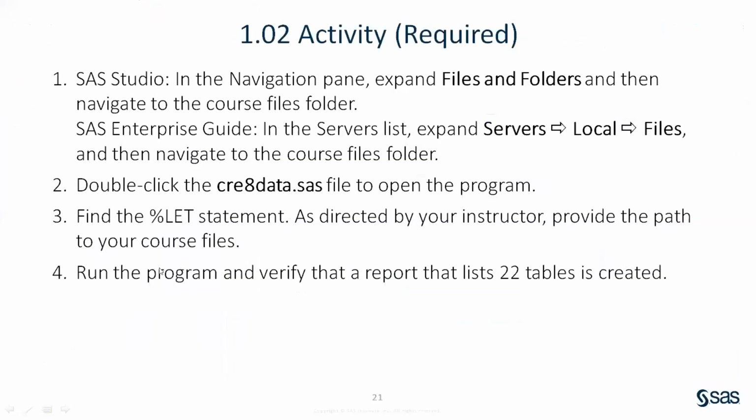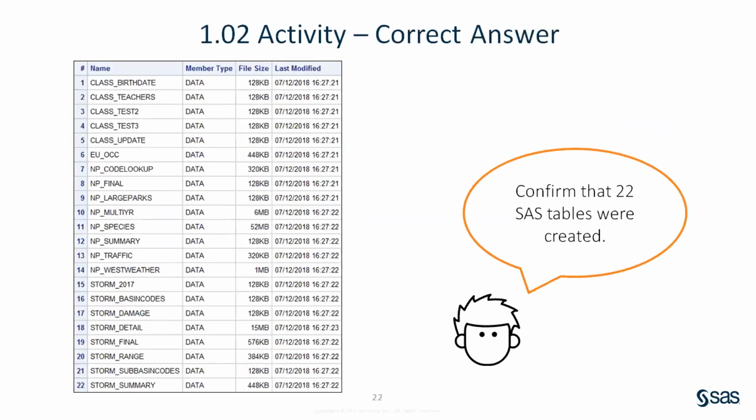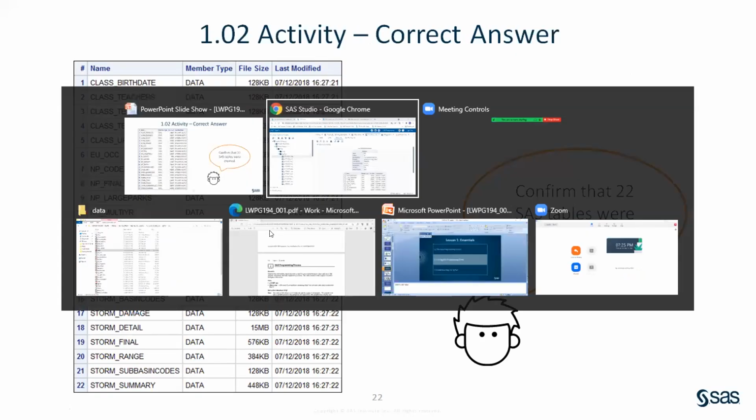So this is what it's telling: run the program and verify that a report lists 22 tables. And it's telling to find the %let statement as directed by your instructor and provide the path for your code. So we were trying to do the same thing, right, Priyanka? Yeah. Ashwini, you did the first file, the 010101. Where, what are you telling me?